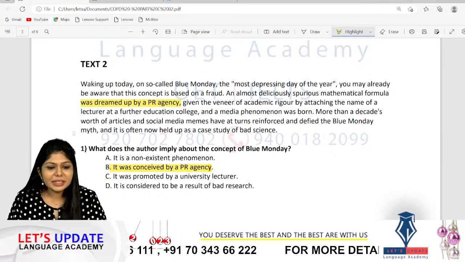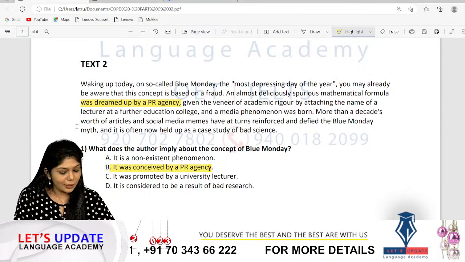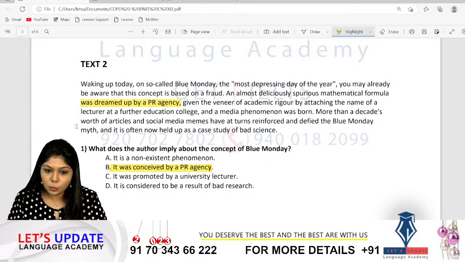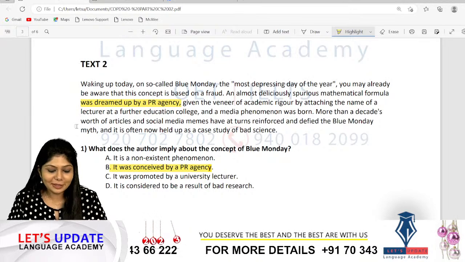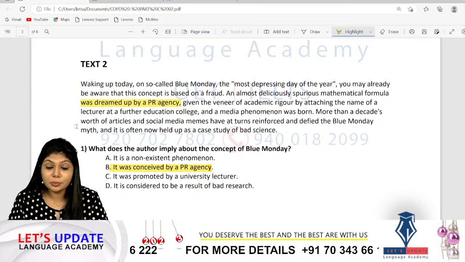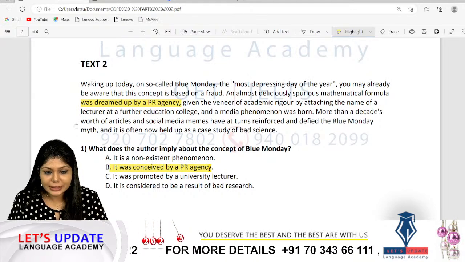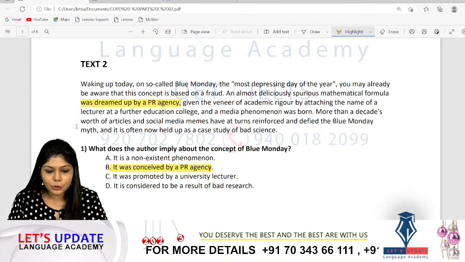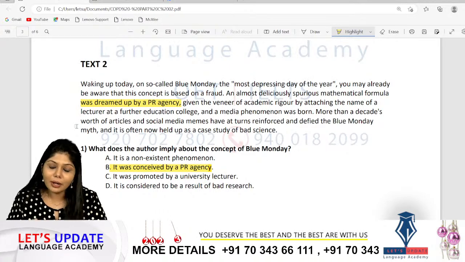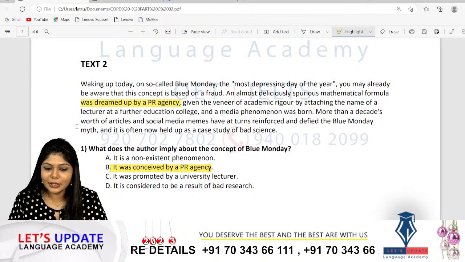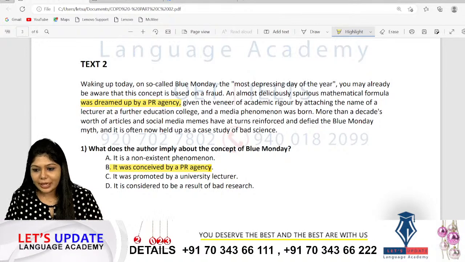So what do you mean by dreamed up? Dreamed up, okay, basically dreamed up means to invent or devise something. Okay, and conceived also means the same. Conceived also means to create or devise something. So the meaning is the same, right? It was dreamed up or conceived by a PR agency. Okay, so that is your answer.